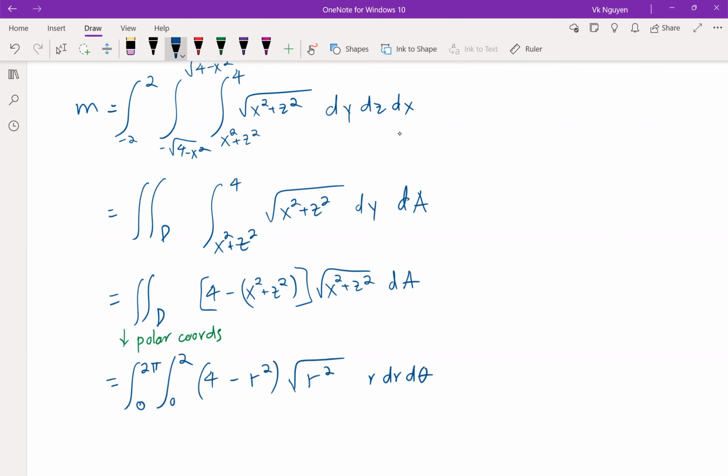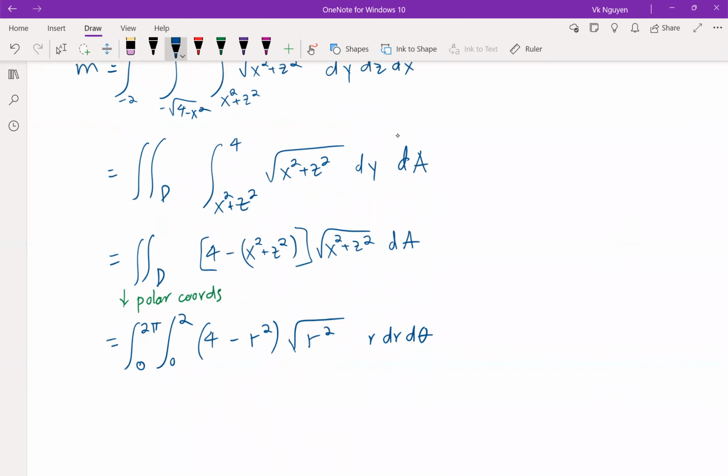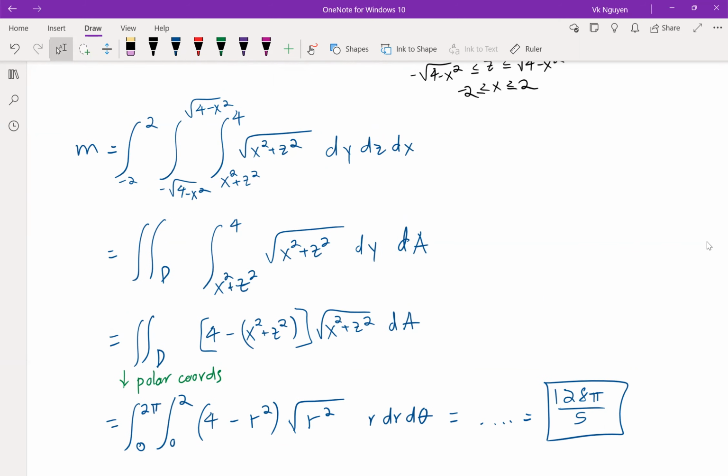And you guys can work it out. Work it out. Then you're going to end up with 128 pi over 5. Remember, polar coordinate is only for double integral, right? So that means you got to do the inner integral first before you can use the polar coordinate.